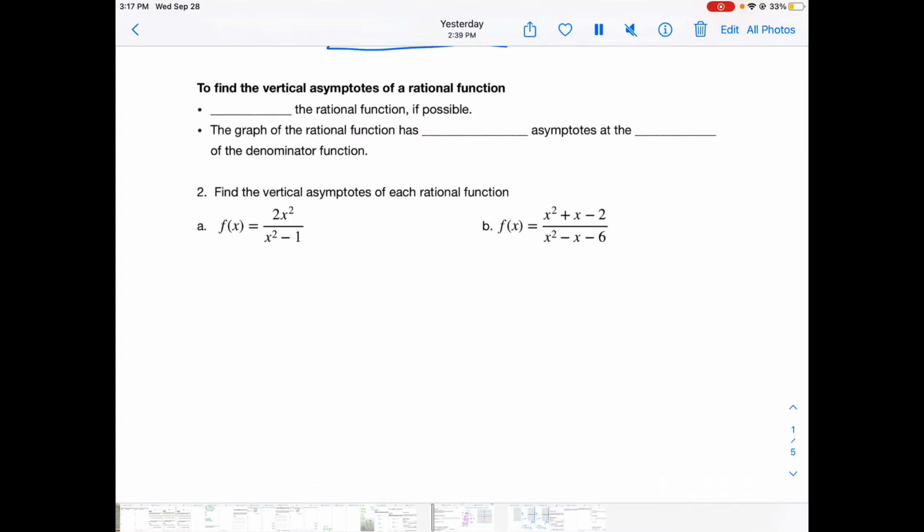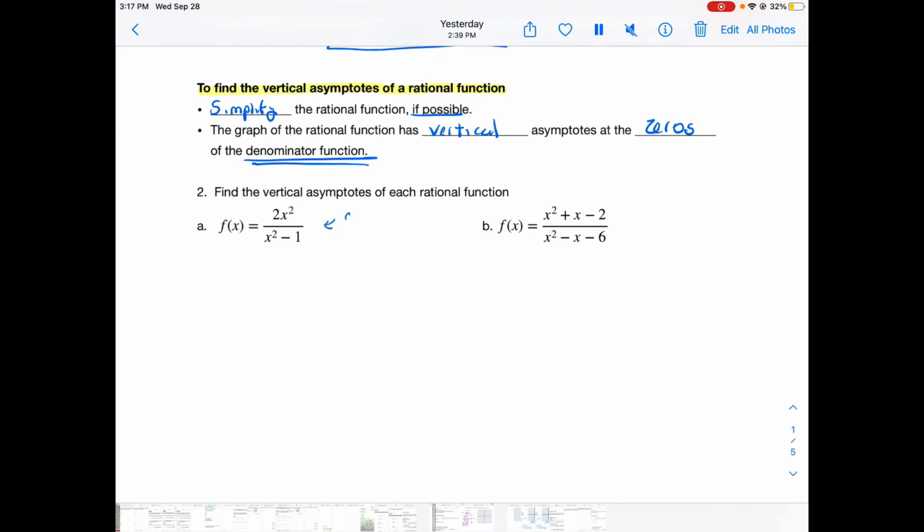Next, we're going to learn how to find the vertical asymptotes of rational functions. To find your vertical asymptotes, your first step is that you need to simplify the rational function, if it is possible. Not all rational functions can be simplified. Once you simplify the rational functions, your vertical asymptotes are wherever the denominator equals 0. So let's try a couple.